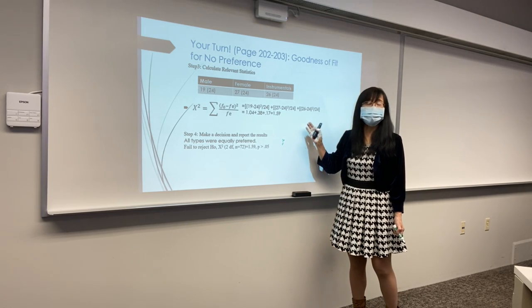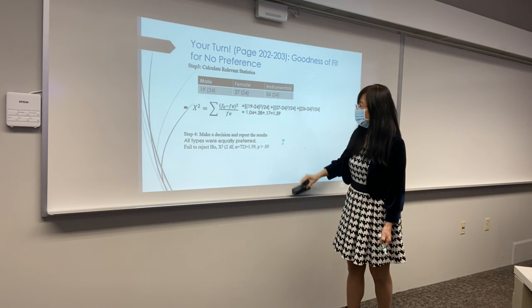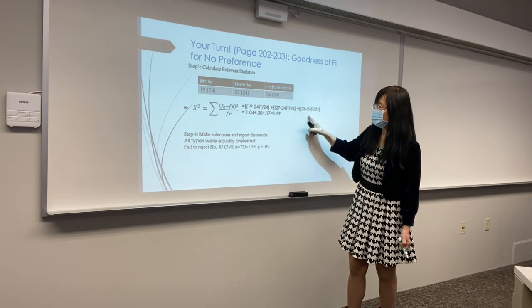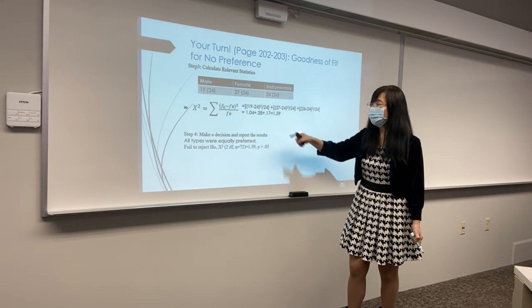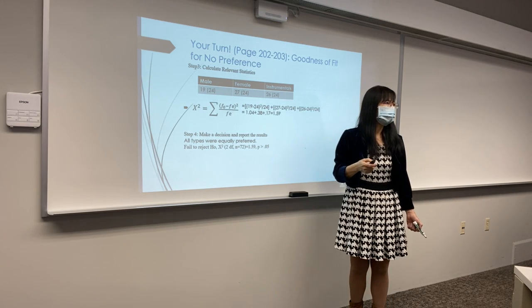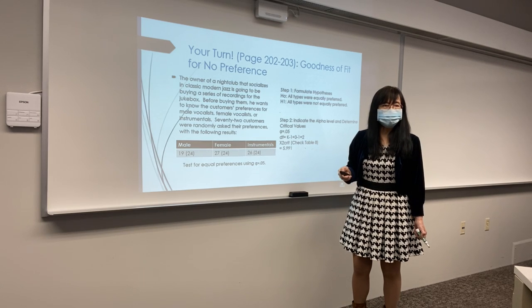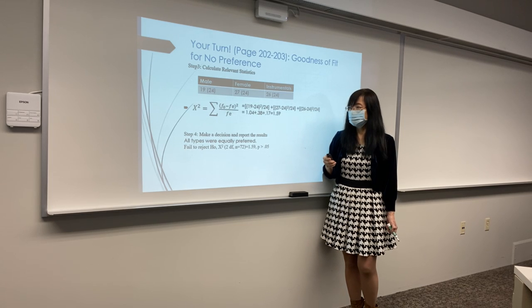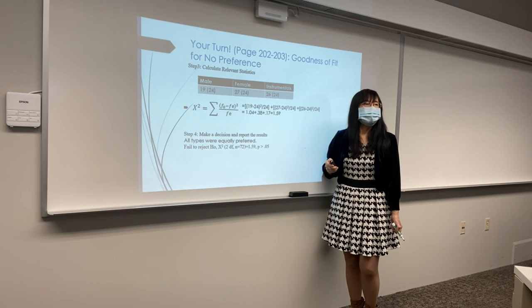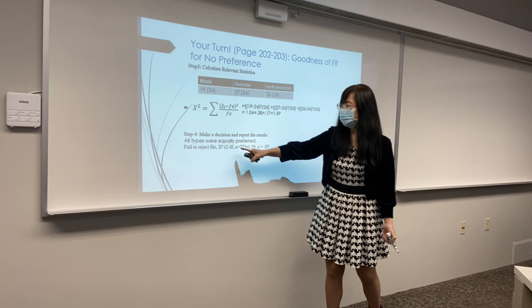And please do spend the time to type this in your homework, because I want to see if you are able to follow. So you got this, and you got 1.59. What's our chi-square critical value? We have 5.991, right? And this time your value is smaller. Smaller means fail to reject, and if you fail to reject, that means they are equally preferred.